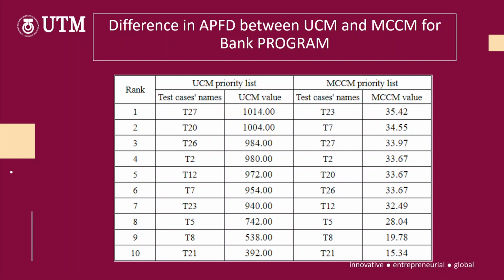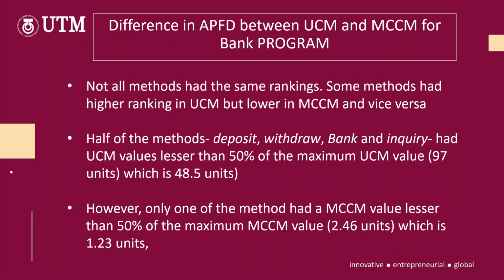There is also a difference in APFD in UCM and MCCM for the bank program. This is due to two reasons. The number one reason is not all methods have the same ranking. Some methods have higher ranking in UCM but lower ranking in MCCM. The number two reason is half of the methods, deposit, withdraw, bank, and inquiry, four methods actually, had UCM values lesser than 50% of the maximum UCM value. However, only one method had an MCCM value lesser than 50% of the maximum MCCM value, which is 1.23 units.